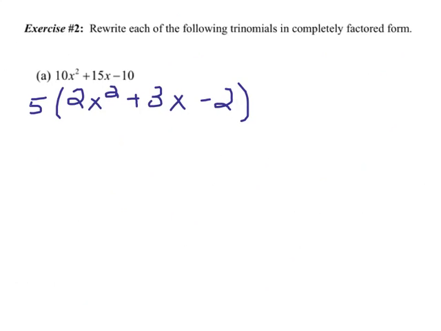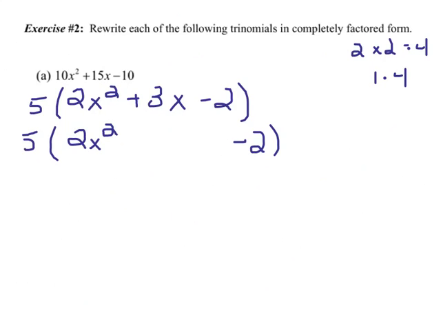And that's why we wanted to go over our AC method before we did this one, because this also involves an AC method. So I'm going to write down my 5 again. 2x squared. My negative 2 goes way over here. I know I have to look for factors of 2 times 2, which equals 4. Factors are 1 times 4 or 2 times 2. So I can look, and I know that I need a difference of 3x, or 3. So my difference of 3 is 1 and 4.